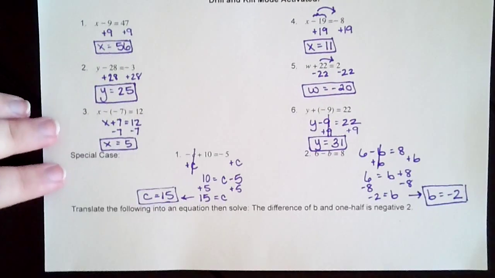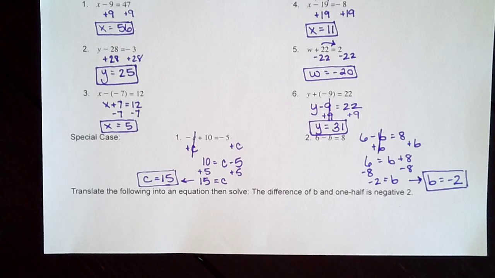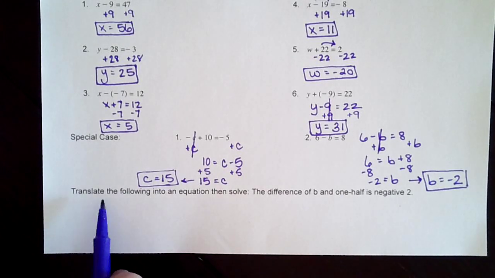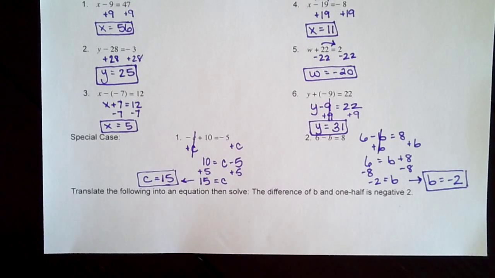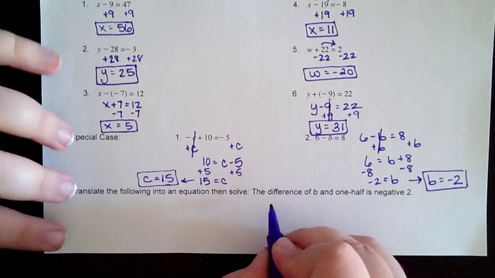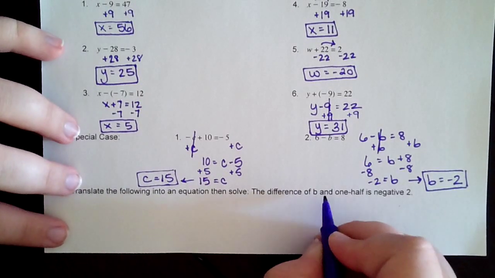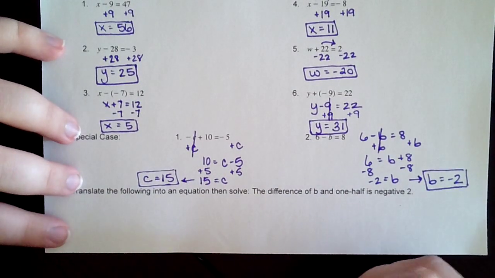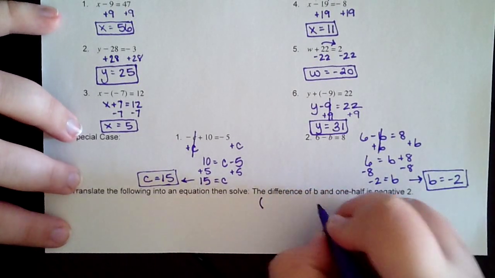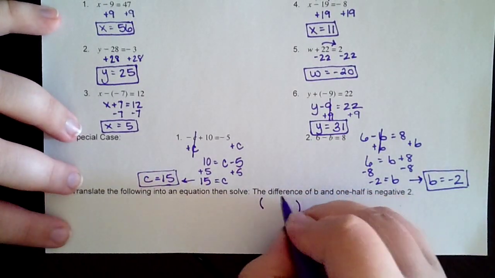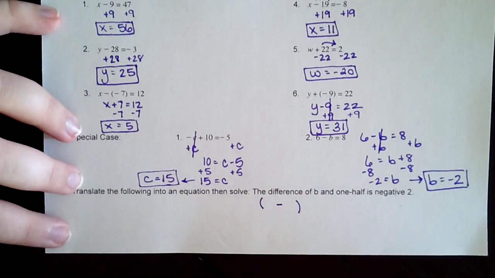Alright, let's take a little bit of what we learned before and actually bring it into this lesson. Let's translate the following into an equation and then solve it. Yesterday was translating, today was solving. Let's do it all. The difference of b and 1/2 is -2. The difference of indicates parentheses. The difference of also indicates subtraction.